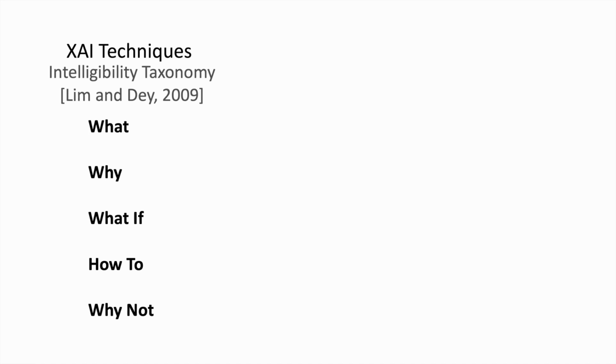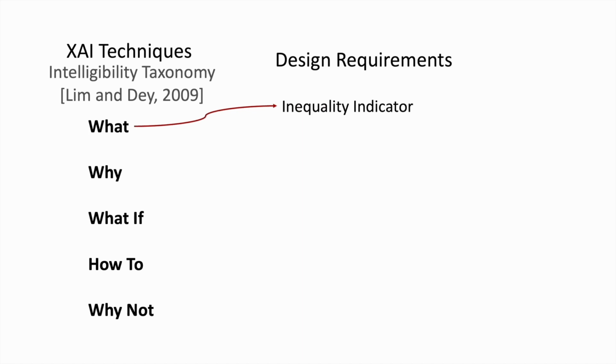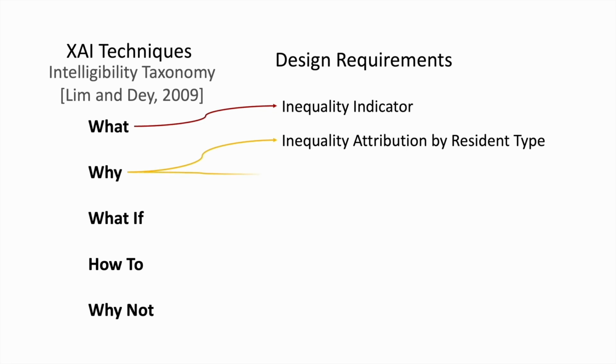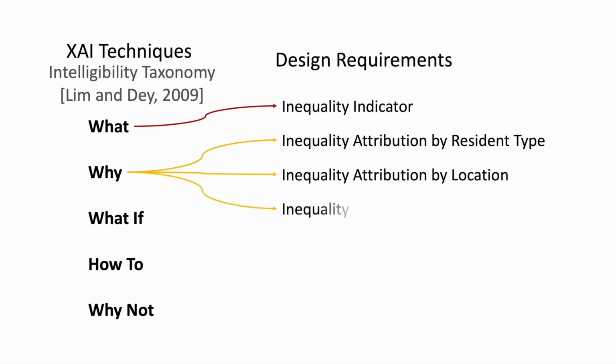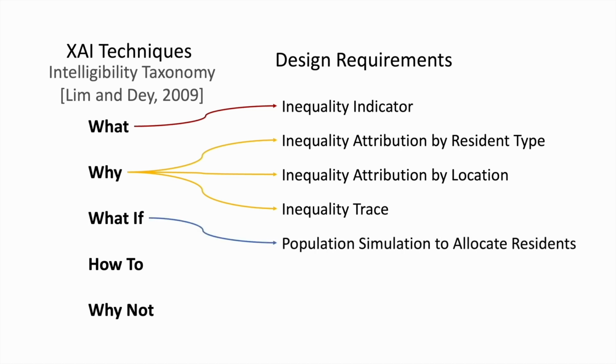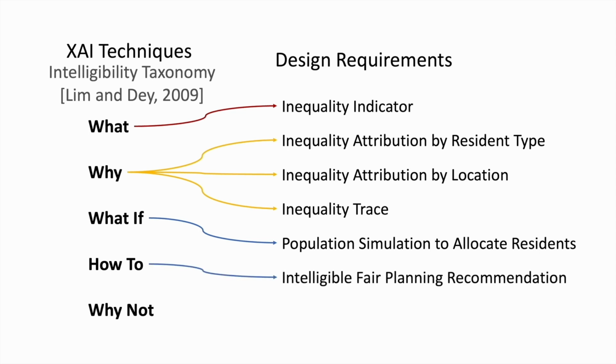Based on these questions, we identified design requirements, including: provide a quantitative indicator of inequality score; explain why the inequality was high or low by showing who was disadvantaged and where they live, and figure out why a certain location has high or low benefit; simulate what might happen if the design changes and how to mitigate inequality. A design iteration timeline is also needed to compare between design iterations.